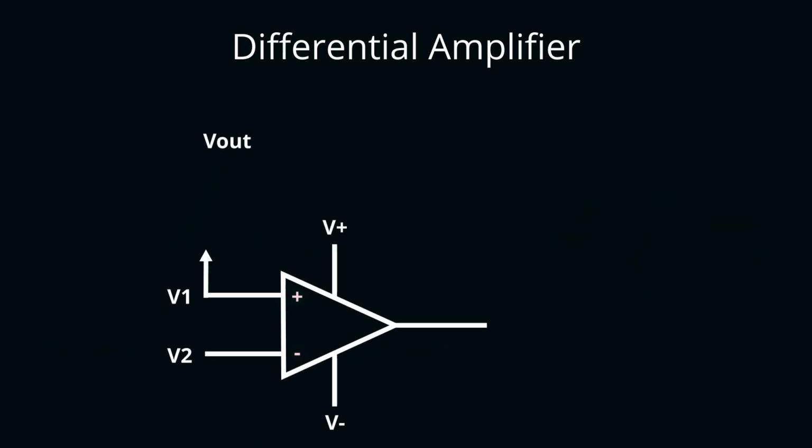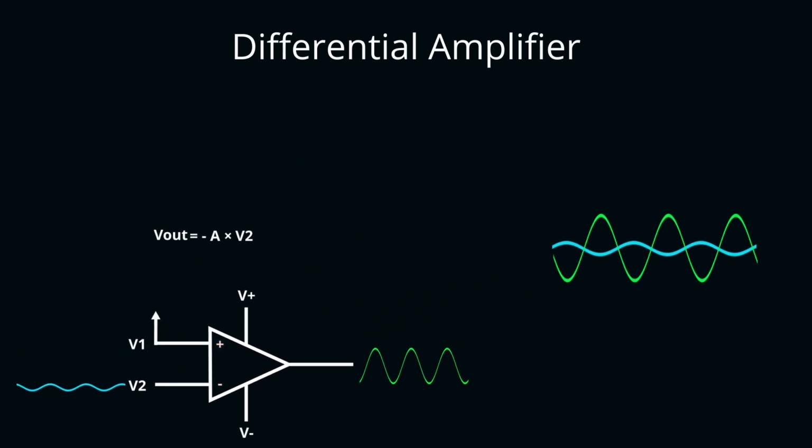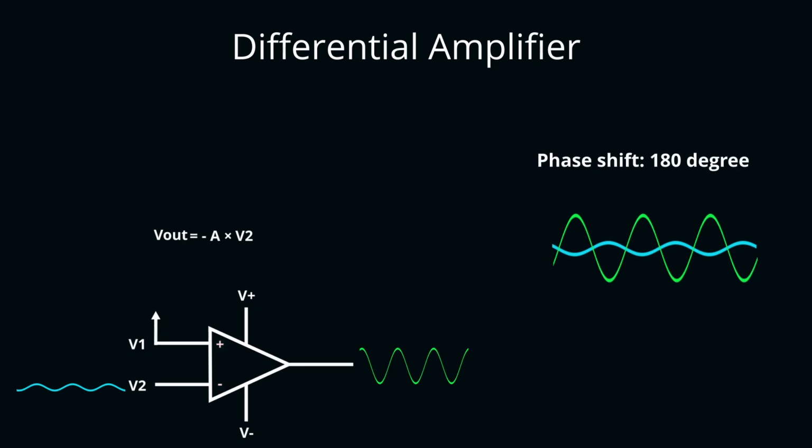On the other hand, if the sinusoidal input is supplied to V2, and we ground the non-inverting terminal, the output of the amplifier will be equal to the negative of the open loop gain multiplied by V2. This means that the output will have a 180-degree phase shift with respect to the input.